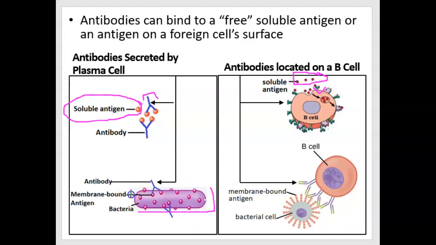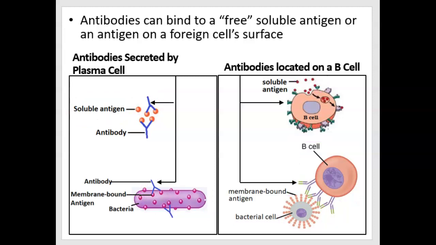And here's a bacteria on the left that has foreign antigens on the surface, and a free or soluble antibody can bind to it. And on the right, we have a B cell that has antibodies attached to its cell surface, and it can also recognize foreign antigens on a bacterial cell. So the antigen doesn't have to be by itself, it can be on a foreign cell.